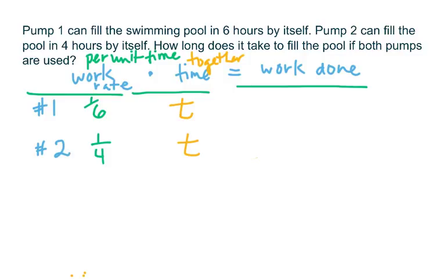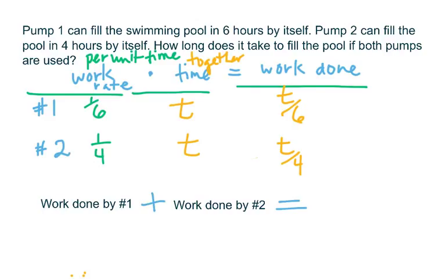So pump number 1 is doing t over 6 of the work. Pump 2 is doing t over 4 of the work. We add the work together to get the whole job. We're basically finding the time until the whole job is done. So we set up an equation: the work done by pump 1, plus the work done by pump 2, equals the whole job, which we call 1. That stands for 100%.